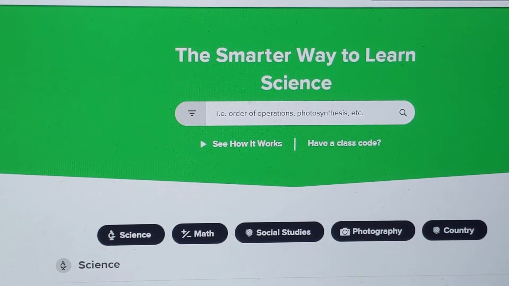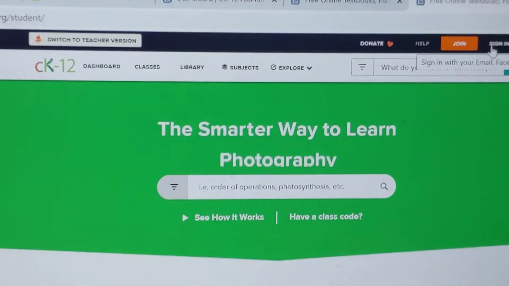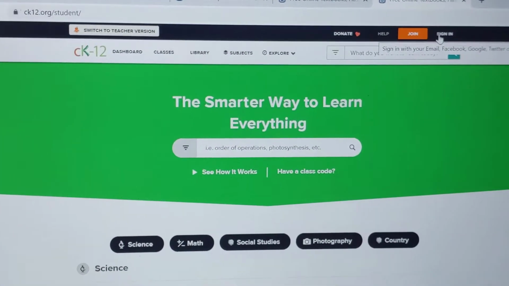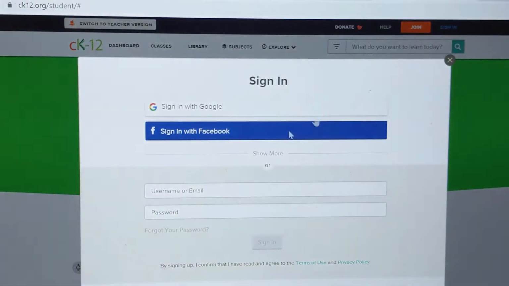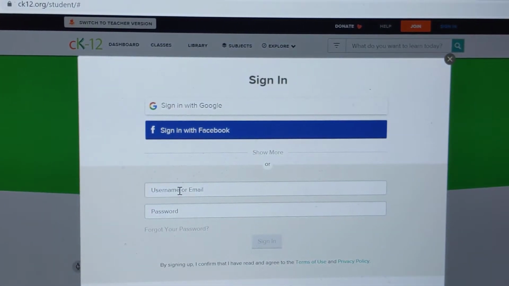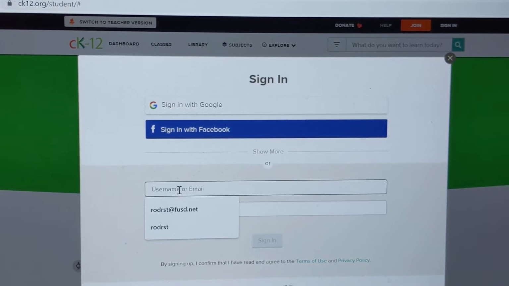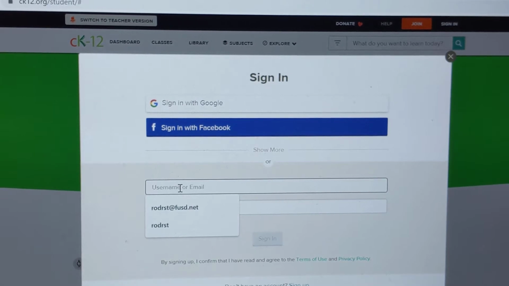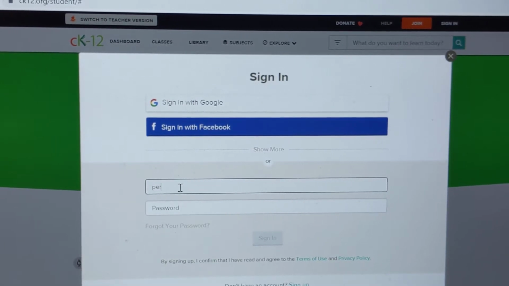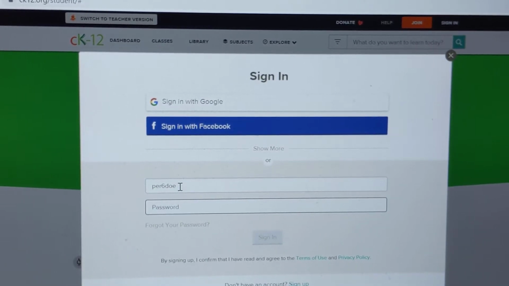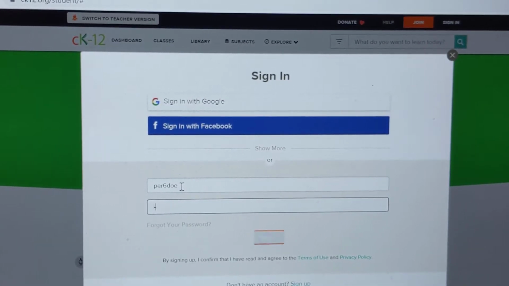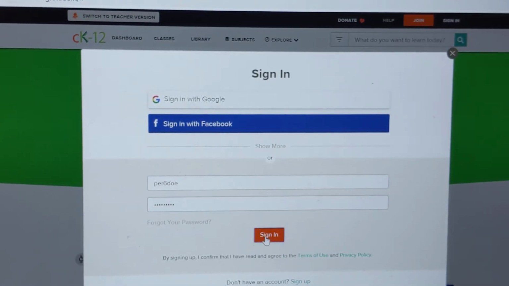Okay, so where it says sign in, click on that. And in Teams, I learned what my username is. For this one, it's going to be for period 6, John Doe. Type in John Doe's secret password. Sign him in.